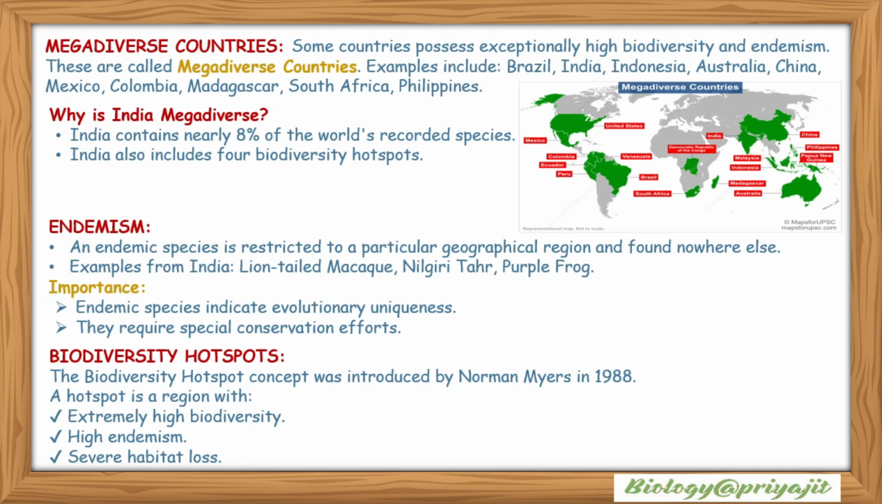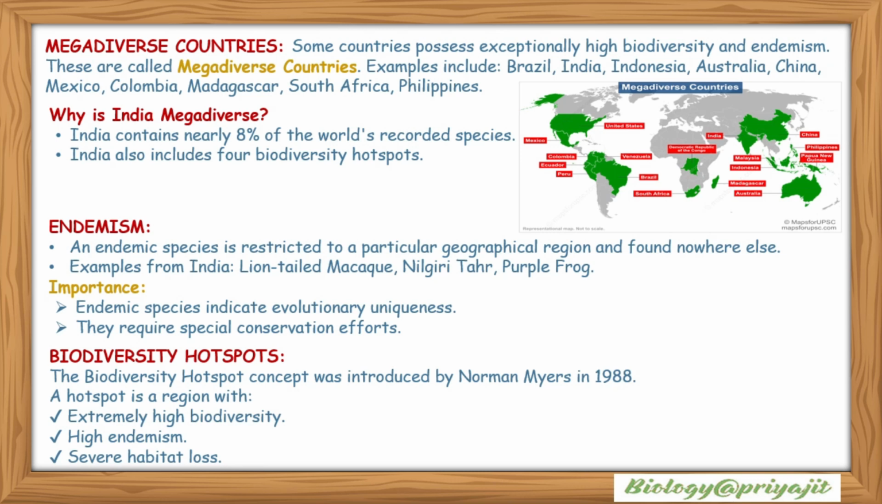Mega diverse country. Some countries possess exceptionally high biodiversity and endemism. These are called mega diverse countries. Examples include Brazil, England, Indonesia, Australia, China, Mexico, Colombia, Madagascar, South Africa and Philippines. Why is India mega diverse? India contains nearly 88% of the world's recorded species. India also includes 4 biodiversity hotspots.